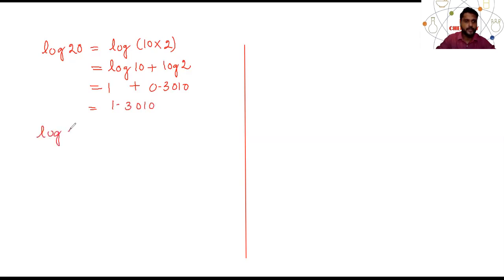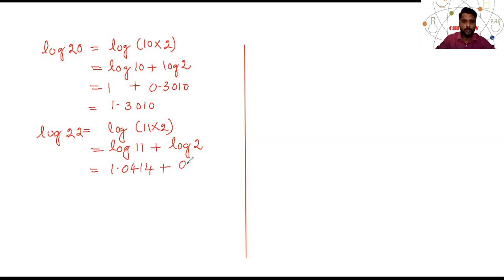Log 22 is equal to log 11 into 2, which we split: log 11 plus log 2. Log 11, we have the value 1.0414 plus log 2 is equal to 0.3010. So we have finally 1.3424.